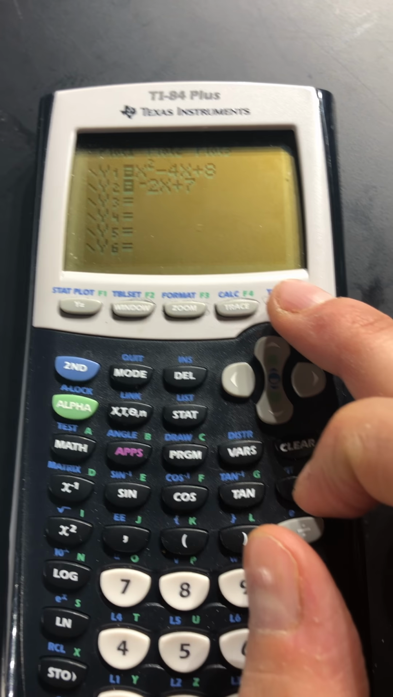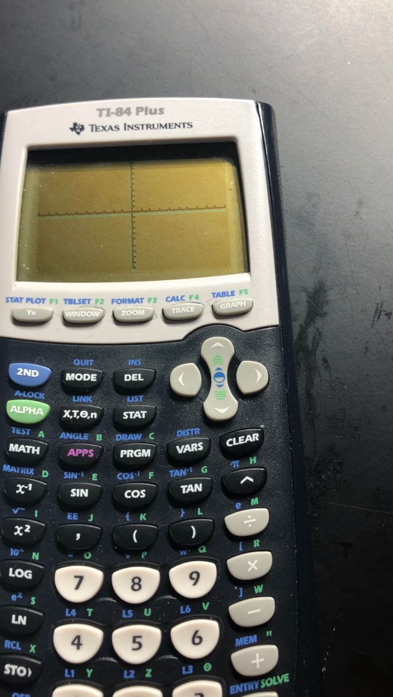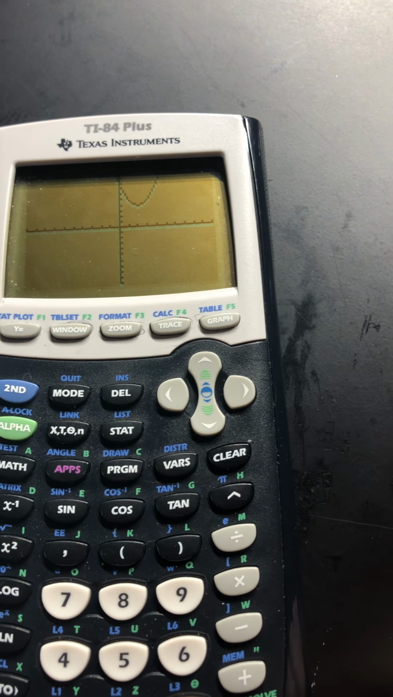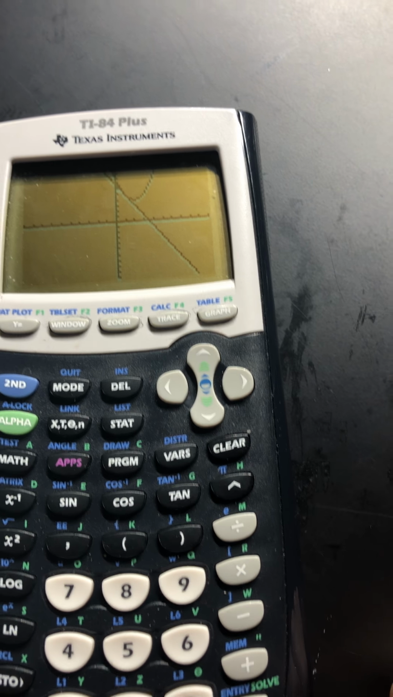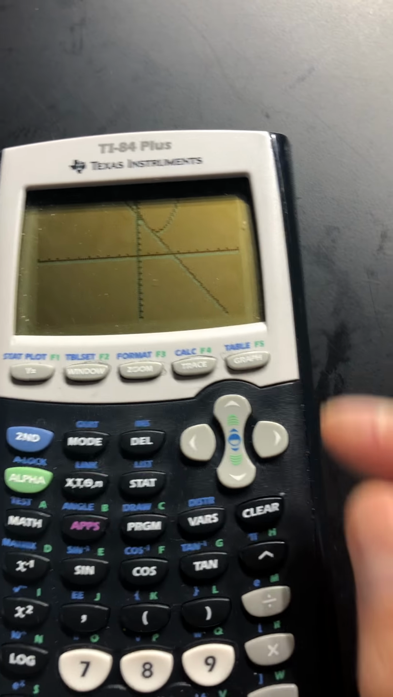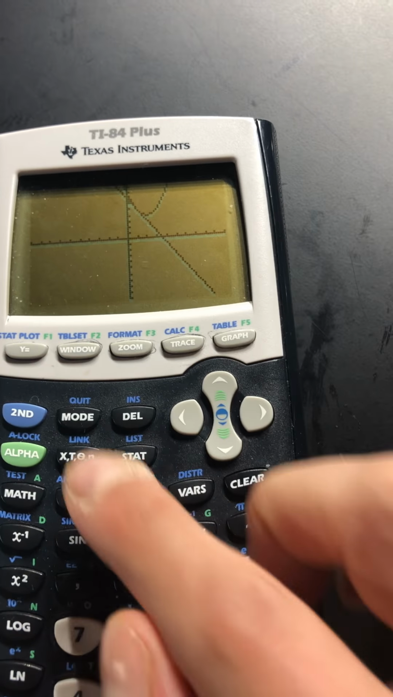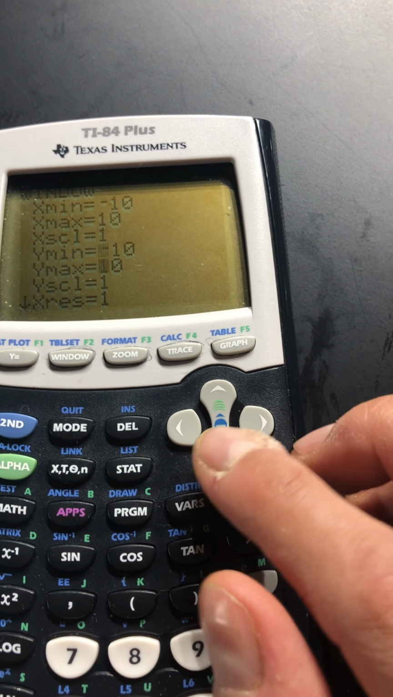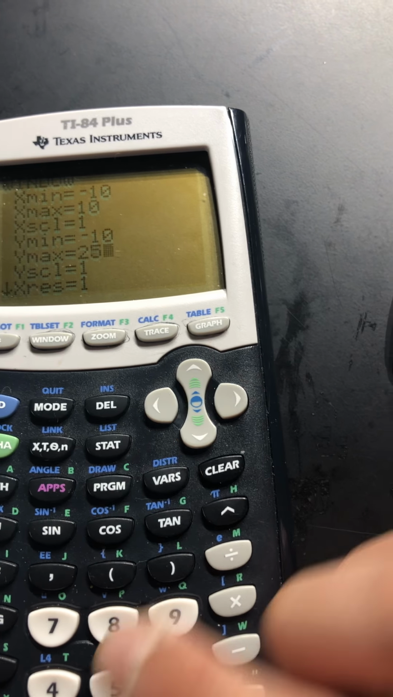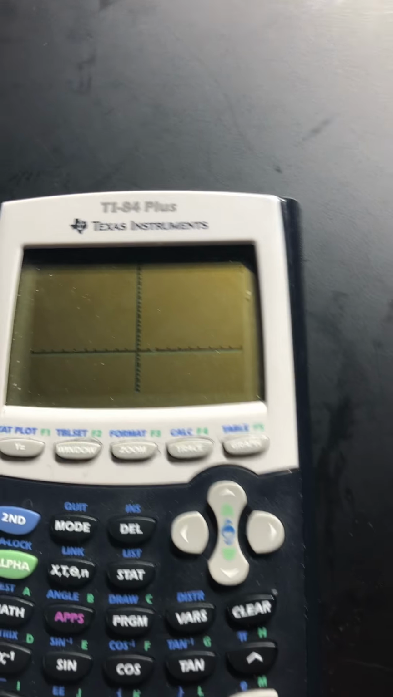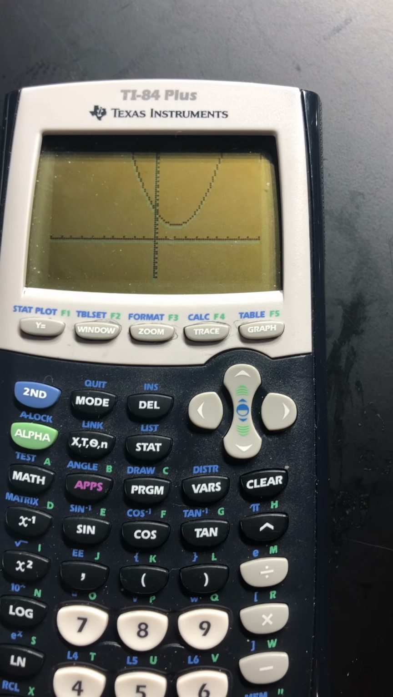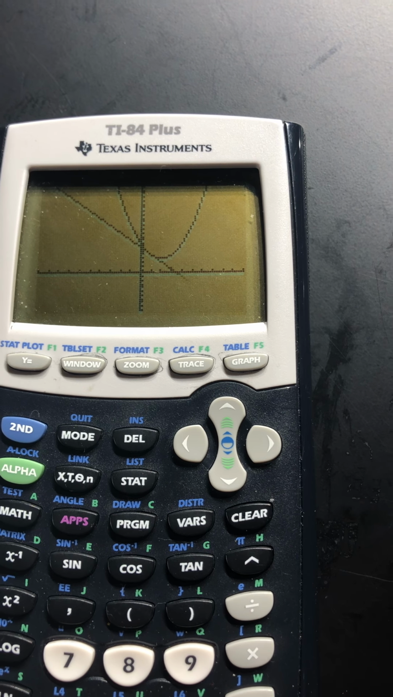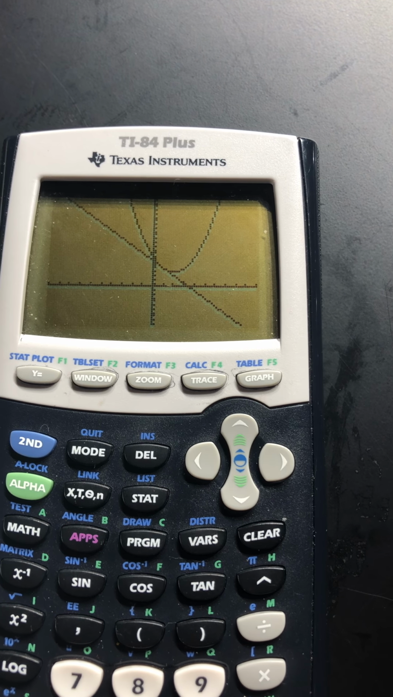So now we graph this, and it should look very similar to your graph. The one thing I'm going to do is, all I really need is the first quadrant, so I'm going to change my window. I want to see more of my y, so I'm just going to put this up to, I don't know, 25, just so I can see more of the graph. Now you can see that the parabola crosses the line at one spot.